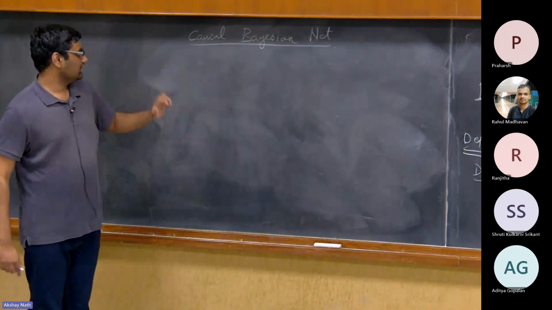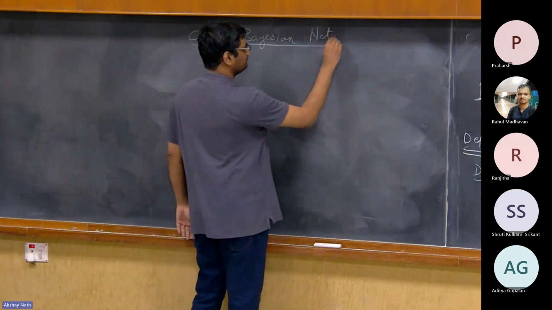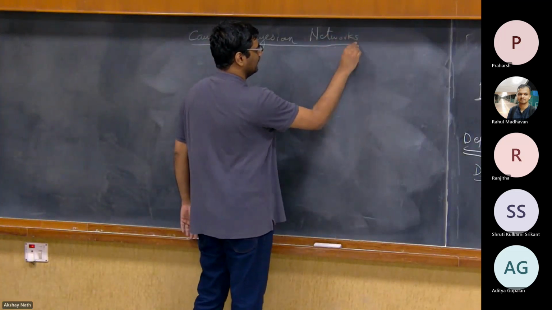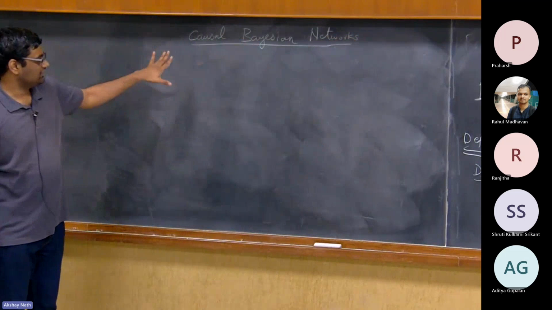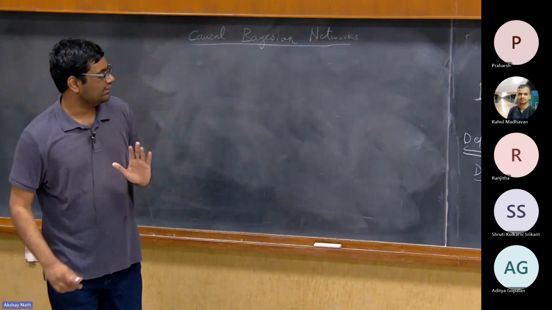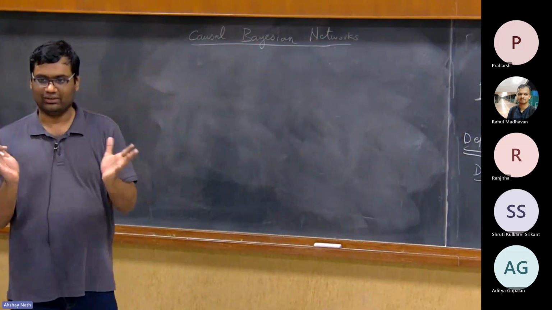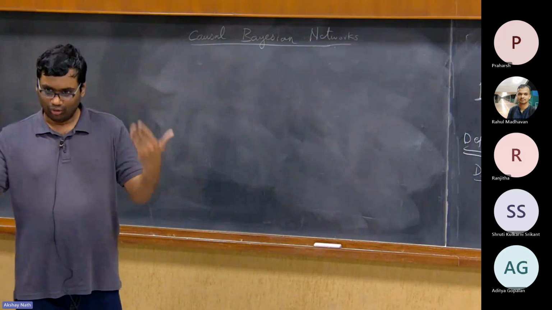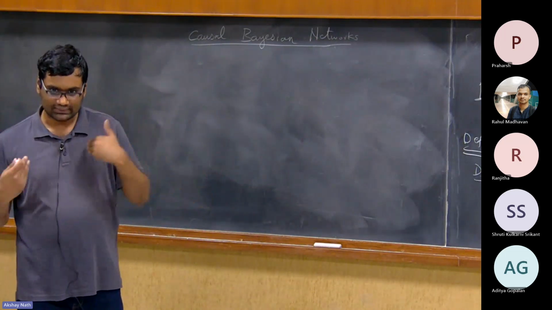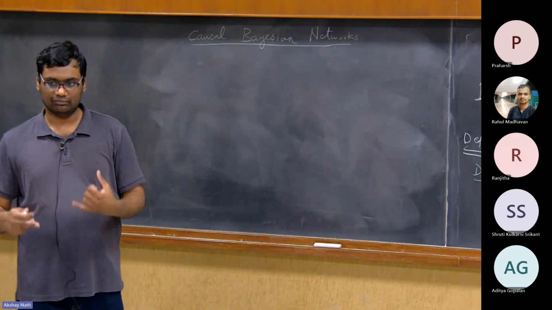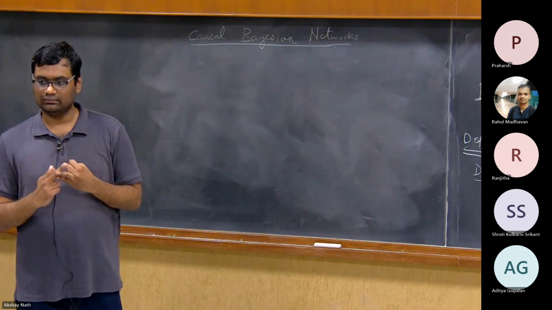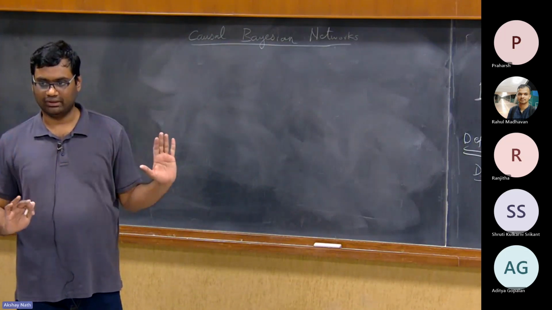Okay, so causal Bayesian networks. This definition is basically making the Bayesian network causal. What should you assume more about the Bayesian network such that you have a causal interpretation for ordering and locality? That is what we are going to define.